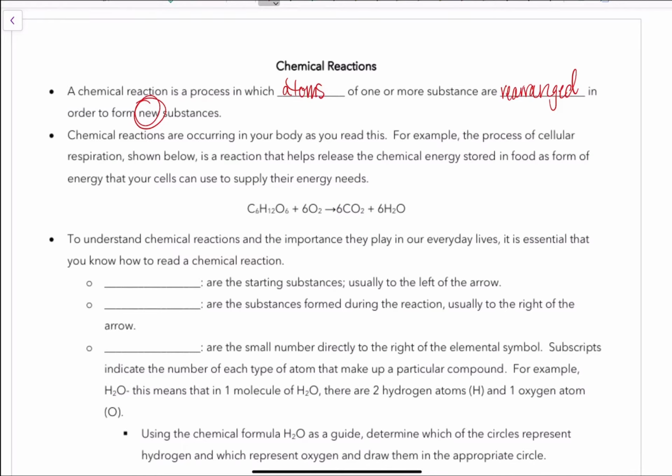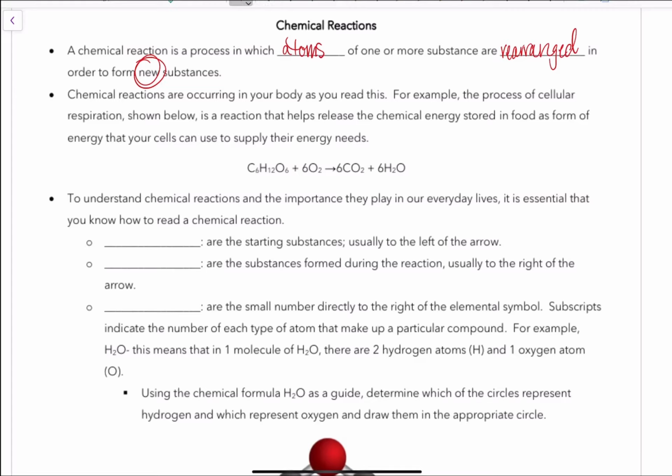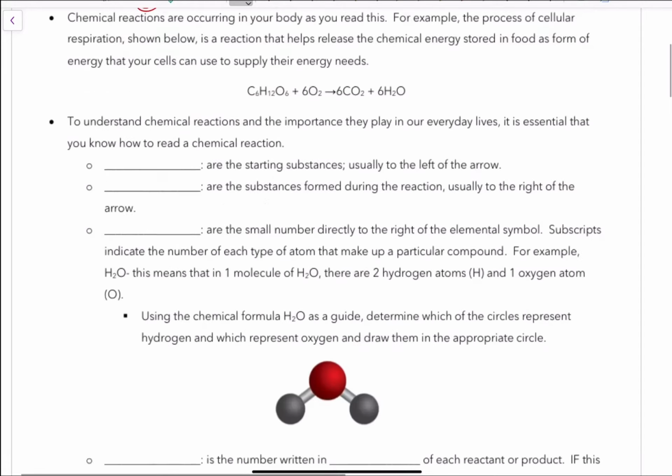So for example, as we go over this, the chemical reaction cellular respiration is taking place in your body. Cellular respiration is when we take glucose and oxygen and we convert it into carbon dioxide and water. So we start with certain substances and we end with other substances. You'll notice it all has carbon, hydrogen, and oxygen, but the way that it's arranged is different.